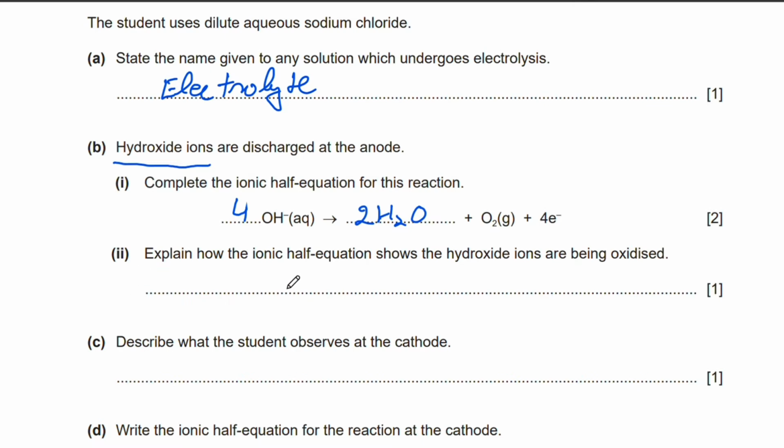Explain how the ionic half equation shows the hydroxide ions are being oxidized. So we see they are losing these 4 electrons. So hydroxide ions are actually losing the electron. So we write hydroxide ion loses electrons. As you can see, these 4e minus electrons they lose.